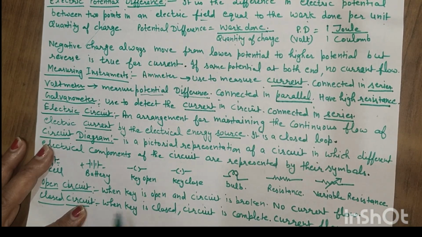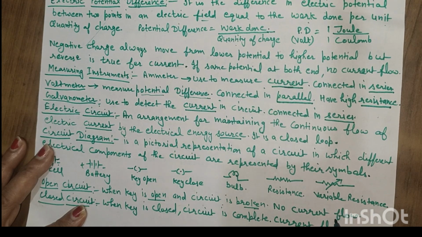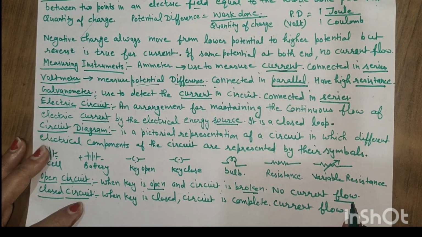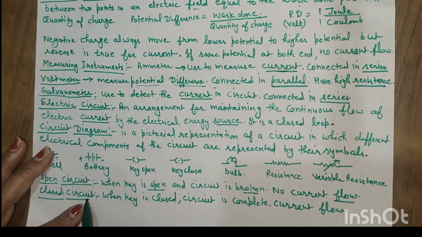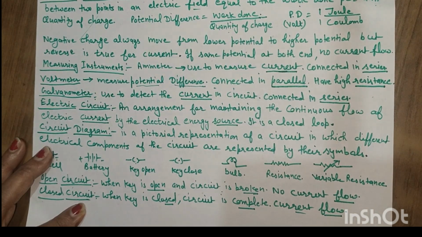Open circuit: when the key is open and the circuit is broken, then no current will flow. Closed circuit: when the key is closed, the circuit is complete. Only then will current flow. In a closed circuit, current will flow.